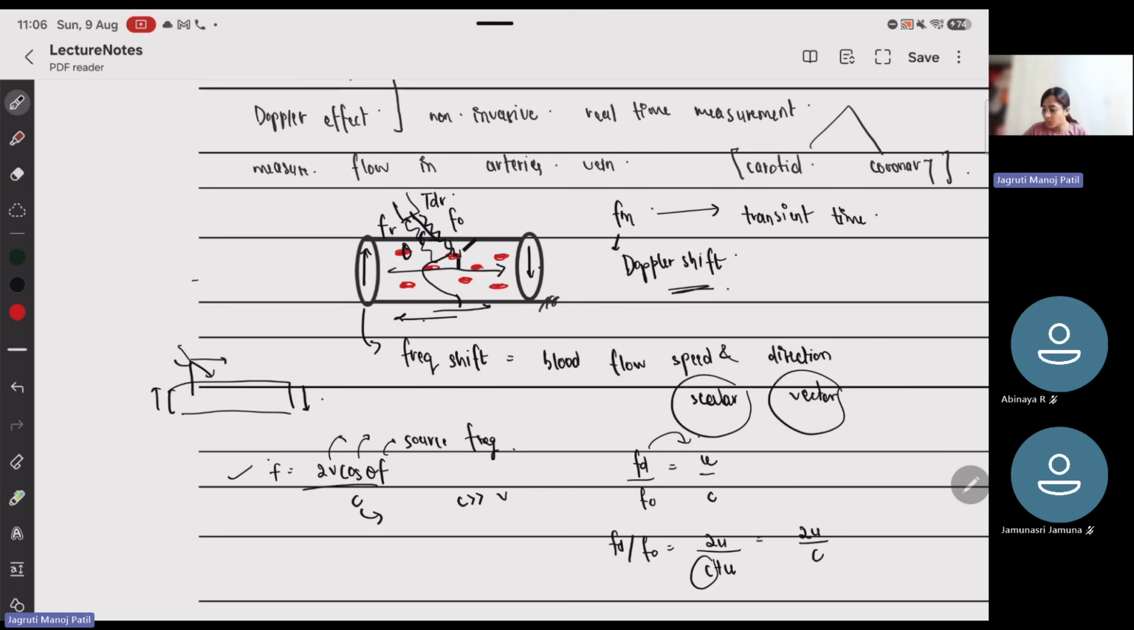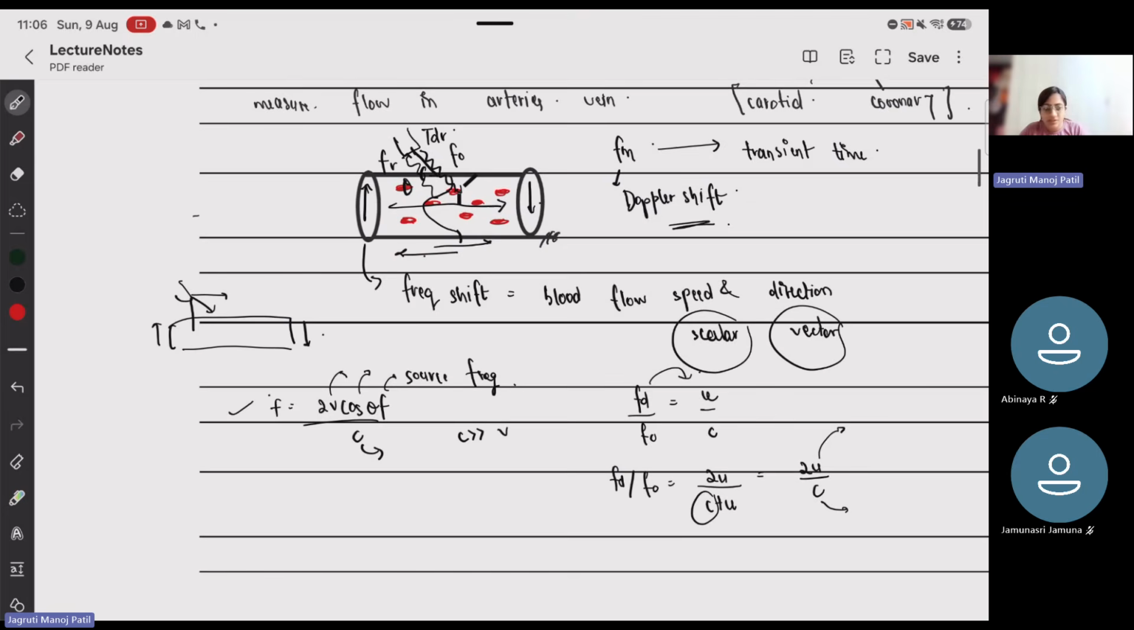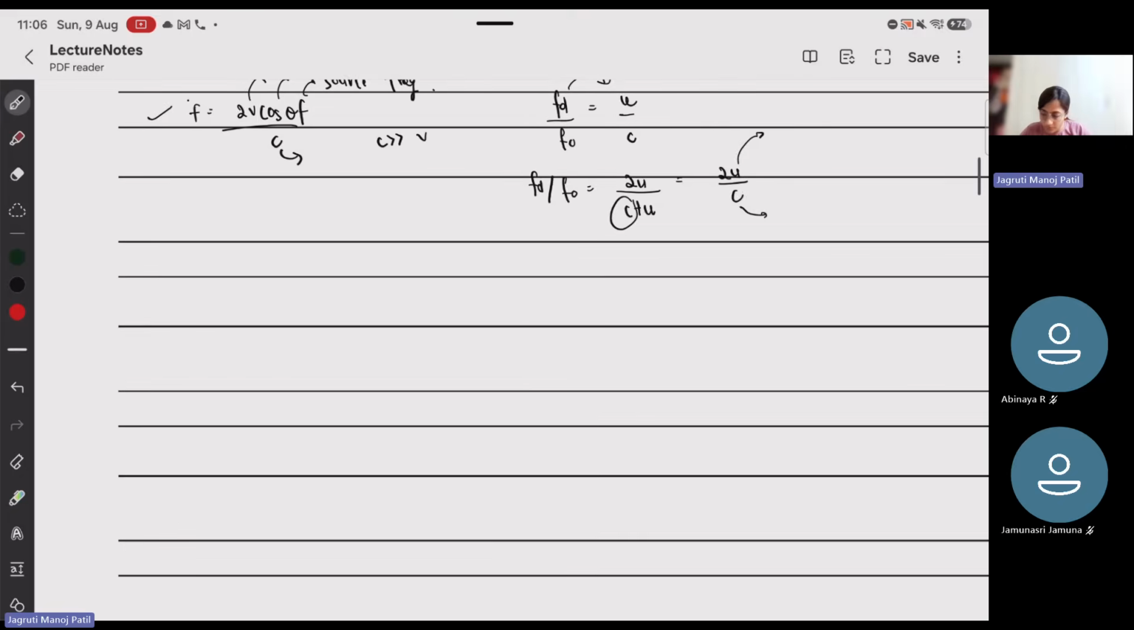Okay. So in many cases, this is on the order of 1.5 meters per second or something, whereas the speed of sound is like 1500 meters per second, and it differs with the type of tissue that you're trying to measure. Okay. So this is the simple mechanism of how your Doppler flow occurs.